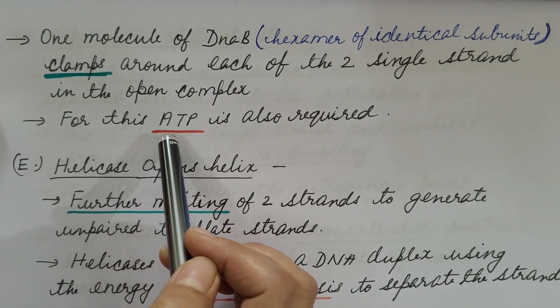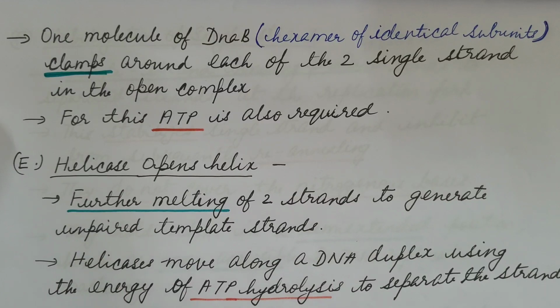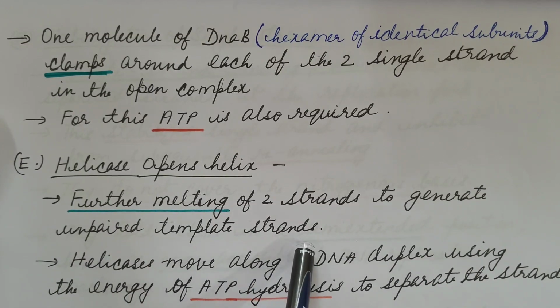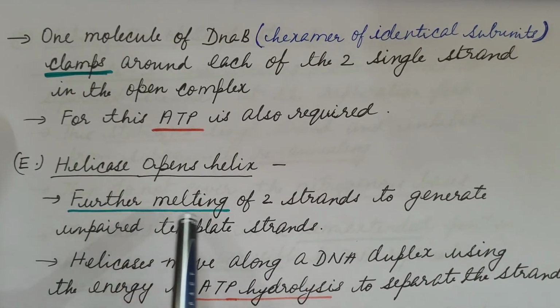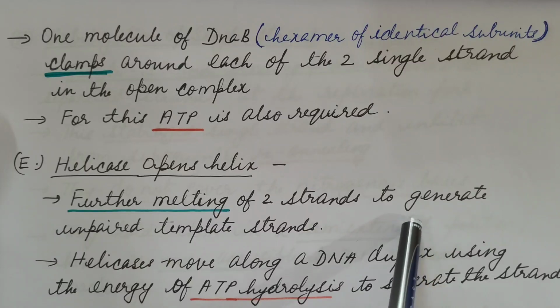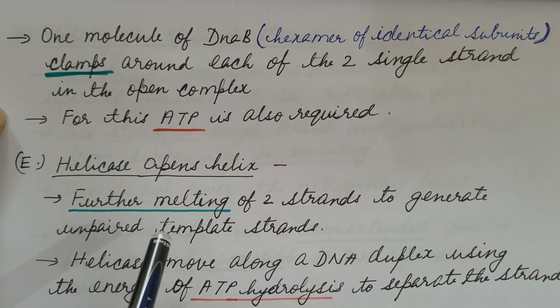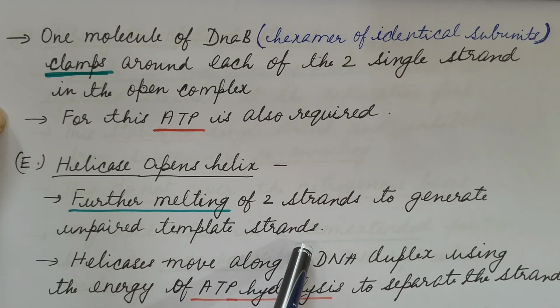For this, it requires energy in the form of ATP. Then helicase opens the helix. Further melting of the 2 strands generates unpaired template strands. So helicase further helps in the separation of the 2 strands of the DNA, and the 2 unpaired strands serve as the template for the synthesis of the new strand.